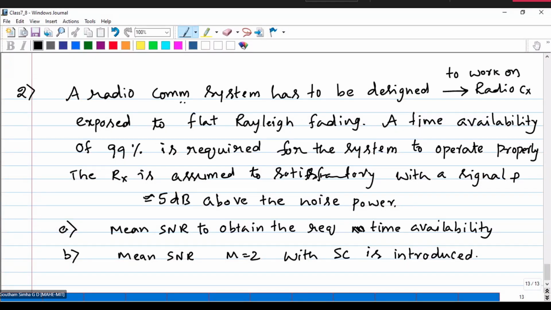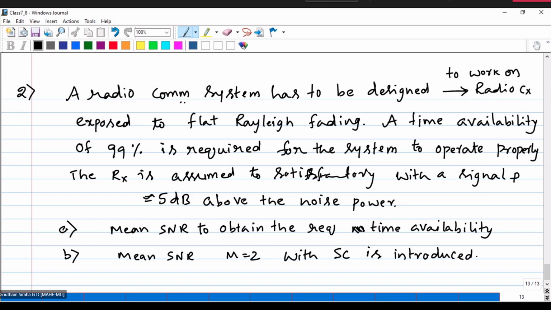Now, whatever he gives, don't worry about the unnecessary ideas that he has given. What you have to find out, you have to concentrate on: the mean SNR to be obtained with the required time availability. What does it mean? For a Rayleigh fading channel, you have to understand the distribution function. What is the distribution function? 1 minus e to the power minus gamma by gamma bar.